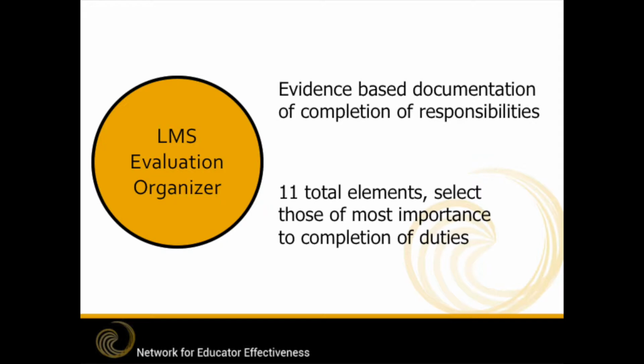Each element within the Library Media Specialist Organizer is related directly to the job responsibilities a library media specialist may have within a district or a school. The organizer consists of 11 elements total. It is a district's choice as to how many elements that a librarian provides evidence for, and which of those indicators they provide evidence for.